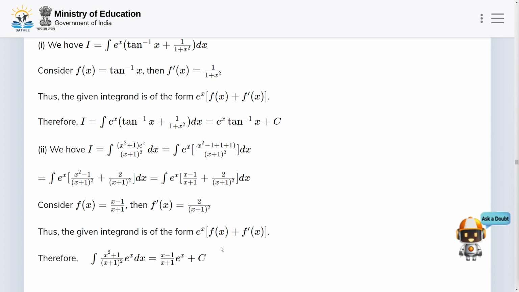Okay, so if you didn't get this concept, don't worry. If you practice it more, you will get to know how we are forming this form e^x multiplied by f(x) plus f'(x), and you will also be able to find the integration using the by parts form. Okay, if you practice more, you will get used to it.